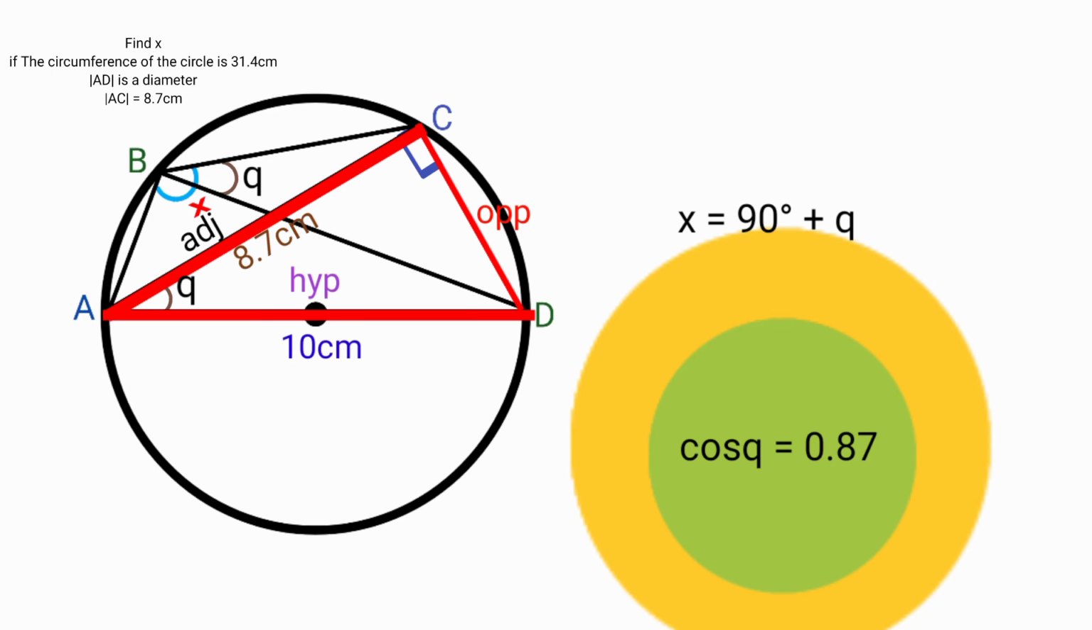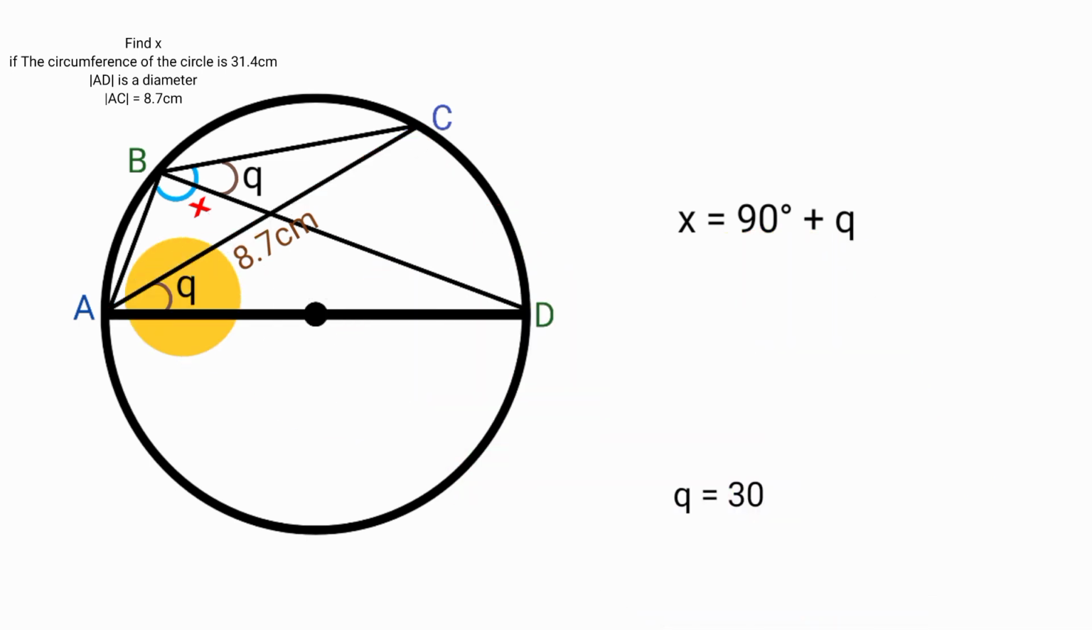So cos Q equals 0.87. To find the exact value, Q will be equal to cos inverse of 0.87, which is 29.5413. 29.5413 is approximately equal to 30 degrees. So that means this angle here is 30 degrees. Recall, this angle is equal to this angle because they are from the same arc, so this will also be equal to 30 degrees. Write it there.